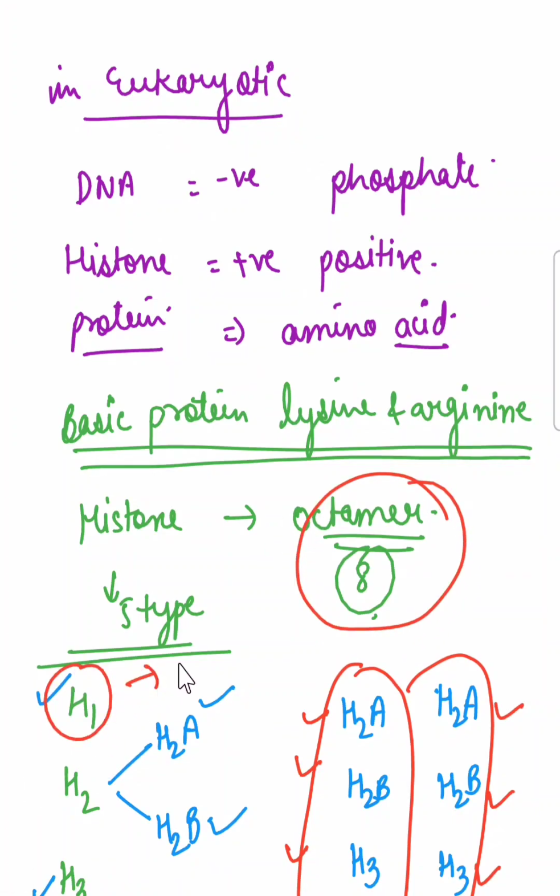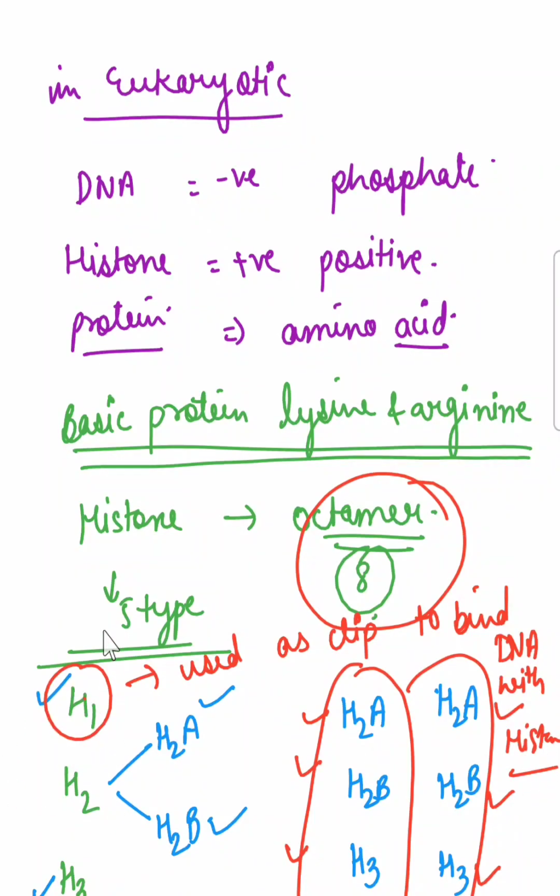H1 is used as a clip to bind DNA with histone. हिस्टोन के साथ बाइंड करने के लिए हमें एक सपोर्ट की जरूरत पड़ती है, and that support is provided by the H1 unit. Clear? Now comes the packaging of DNA. It is very simple, yet need to understand.